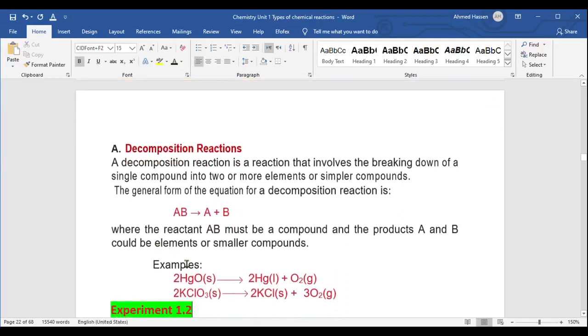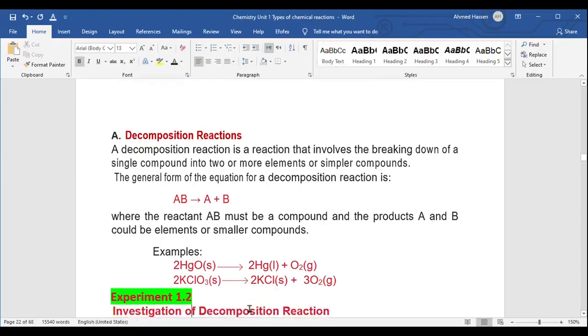There are examples. For example, mercury(II) oxide decomposes when it is heated into mercury metal and oxygen gas. Potassium chlorate decomposes on heating to give potassium chloride plus oxygen gas. Here the products are of different types: this one is a compound, and this one is an element.